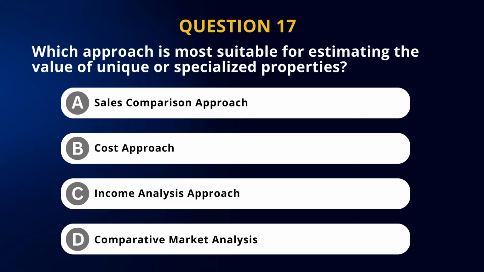Question number 17. Which approach is most suitable for estimating the value of unique or specialized properties? Letter A, sales comparison approach. Letter B, cost approach. Letter C, income analysis approach. Letter D, comparative market analysis.